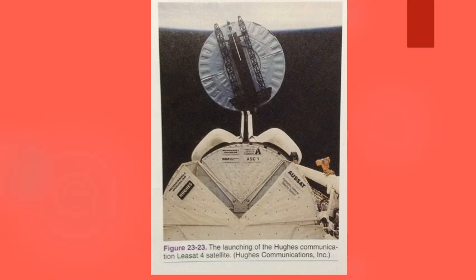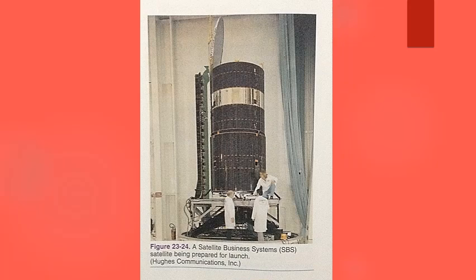Rockets and space shuttles place satellites into space. There they are developed or deployed, and circuits are activated. Figure 23-23 shows an SBS communications satellite now in orbit. This satellite was designed to provide voice, video, teleconferencing data, and electronic mail services to U.S.